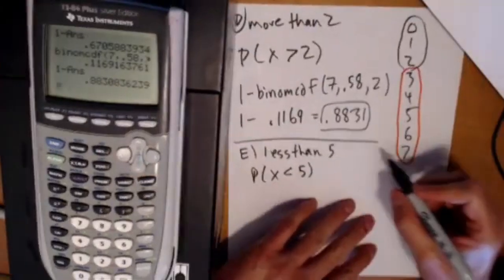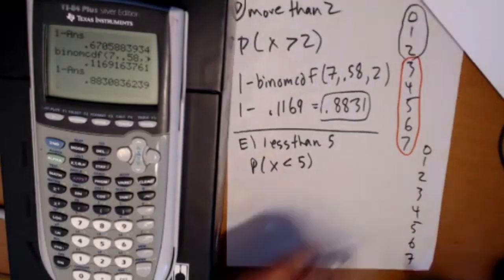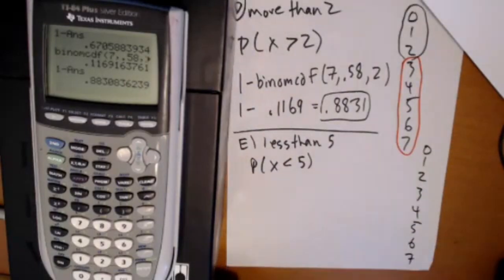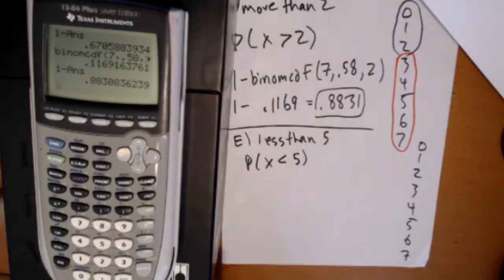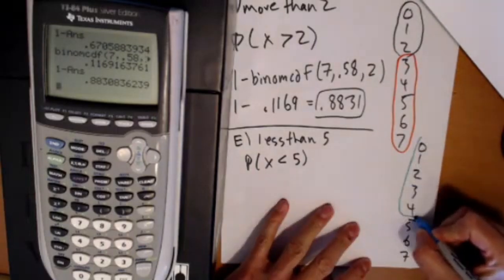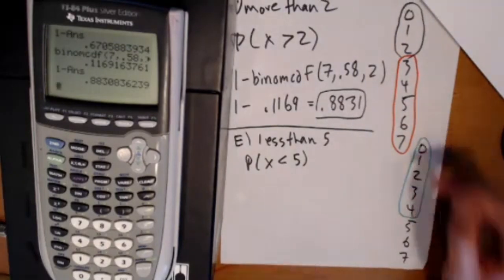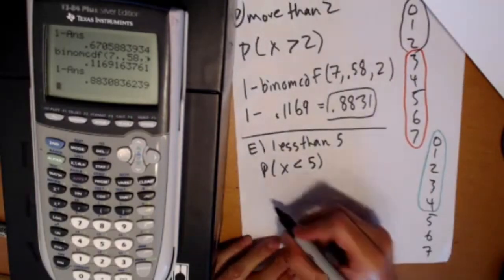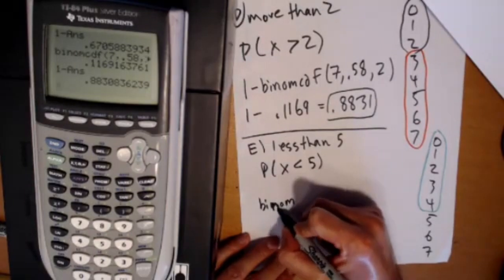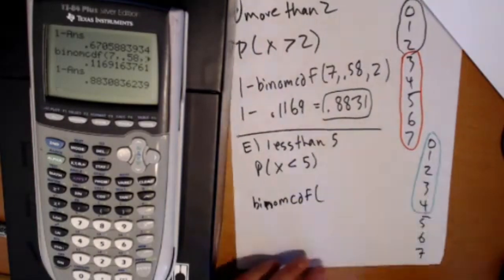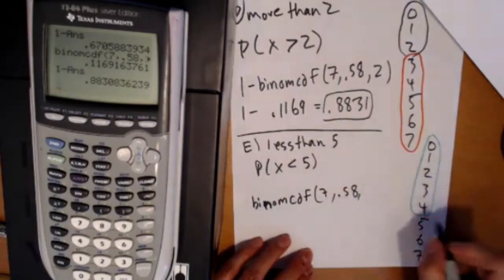So again, I'm just going to draw this. 0, 1, 2, 3, 4, 5, 6, 7. What does it mean to be less than 5? Less than 5 is all of those numbers. Oh, that's from 4 to 0. That should be easy. That's just a CDF. So I'm just going to do a binom CDF of the N, P, X: 7, 0.58, and that value right there, 4.